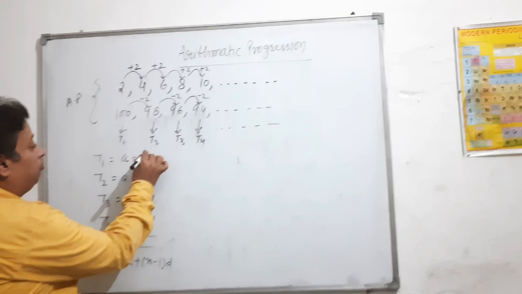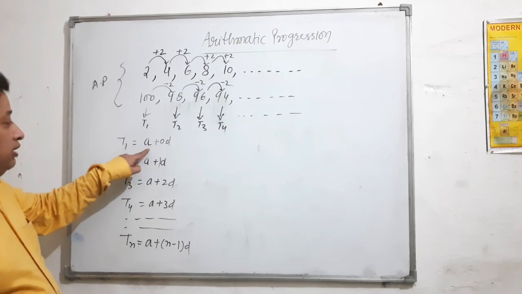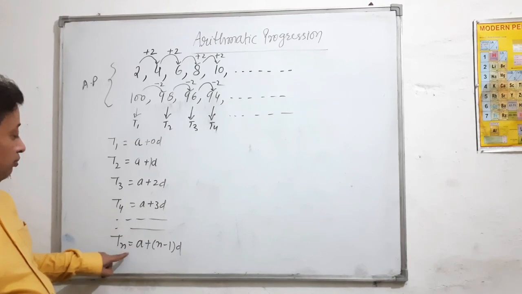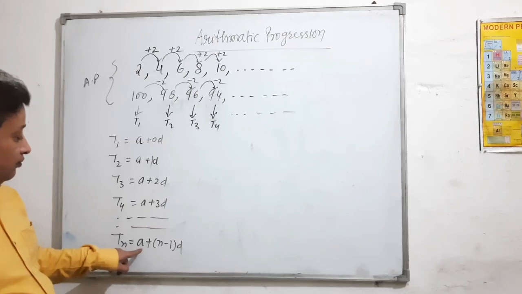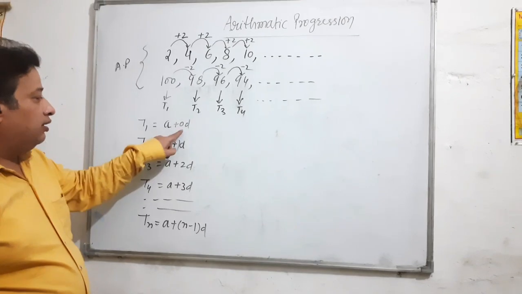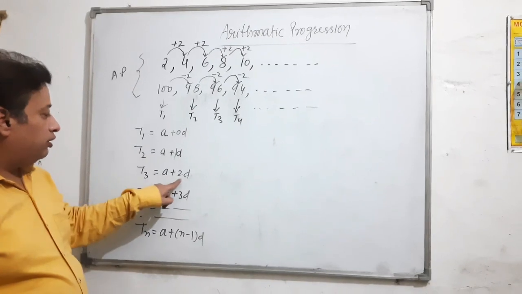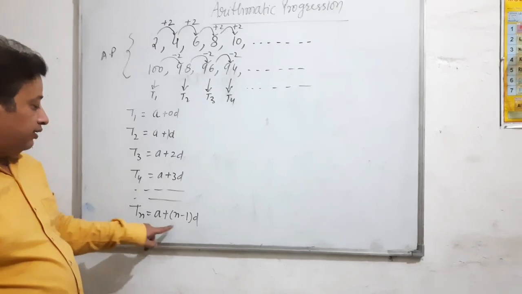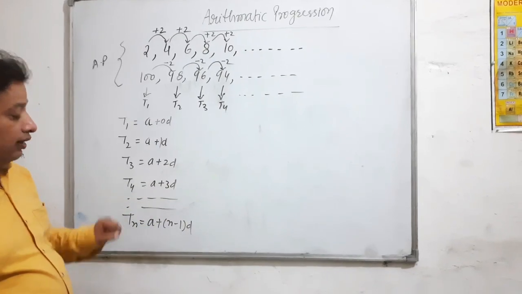We can write it in the form A plus 0D, A plus 1D. So the first term is A plus 0D, which means A. The second term is A plus 1D, the third term is A plus 2D, and then the nth term. A is common in all the terms, so the nth term also has the common term A. Looking at the multipliers 0, 1, 2, 3, the fourth term has 3, and in the nth term, n is here, so n minus 1 will be here. And D is always common in all the terms.